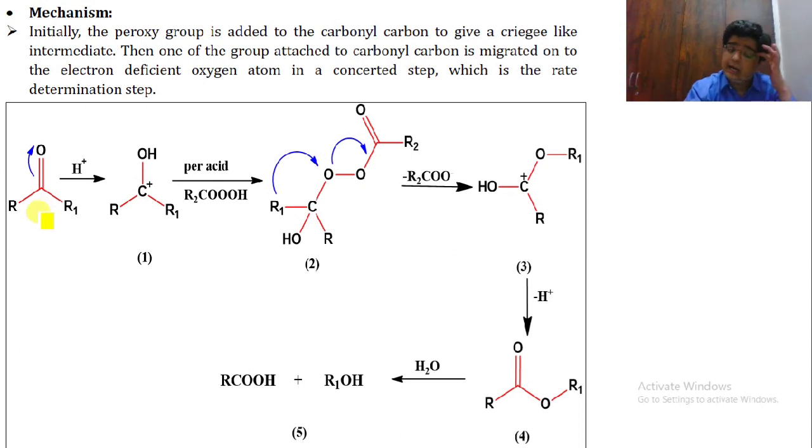Suppose we have RC double bond O R dash, now this H+ will attack this negative charge. Why? Because due to the mesomeric effect, oxygen pulls the electron from the carbon. So the carbon has a positive charge, like here, and the oxygen has a negative charge. Now H+ will attach to the negative charge of the oxygen. So here we have R, C positive, R1 and OH.